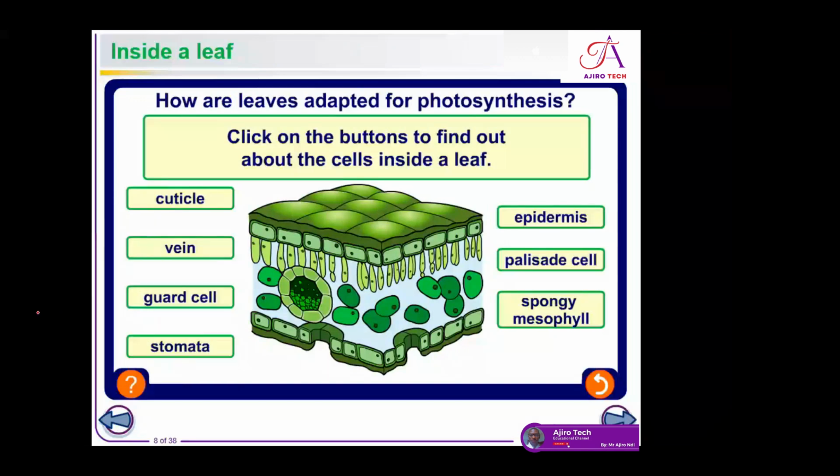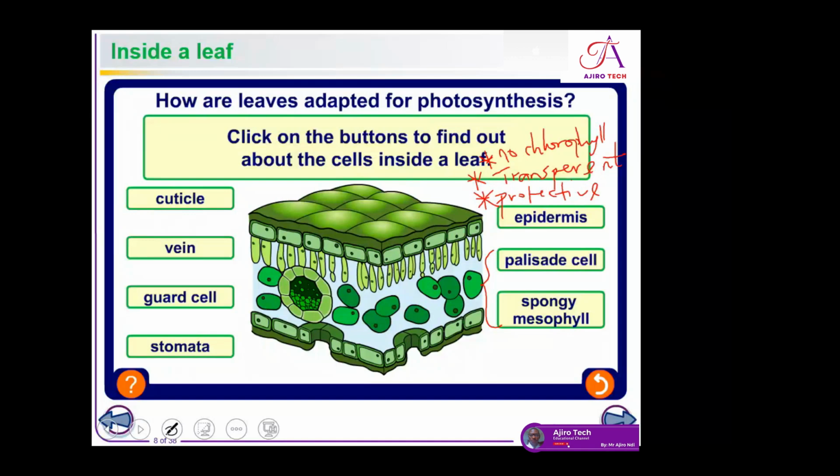Okay, the epidermis, like I told you, is transparent, right? What did I say about it? Since it's transparent, it allows light to pass through easily. It's also protective. It protects the mesophyll cells. Another thing about it is that the epidermal cells do not contain chlorophyll. No chlorophyll or chloroplast.